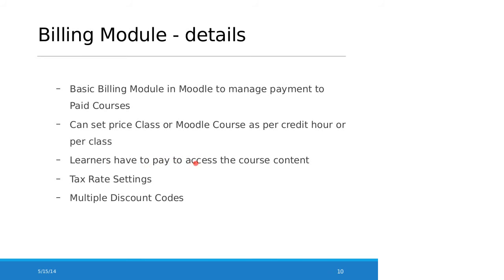Learners can access the course content only if they have paid for the paid courses. And we do have tax rate settings at the basic level, and you can have multiple discount codes like 5%, 10%, and a valid date also. So that's it. Okay, and I would like to take any questions that you have.